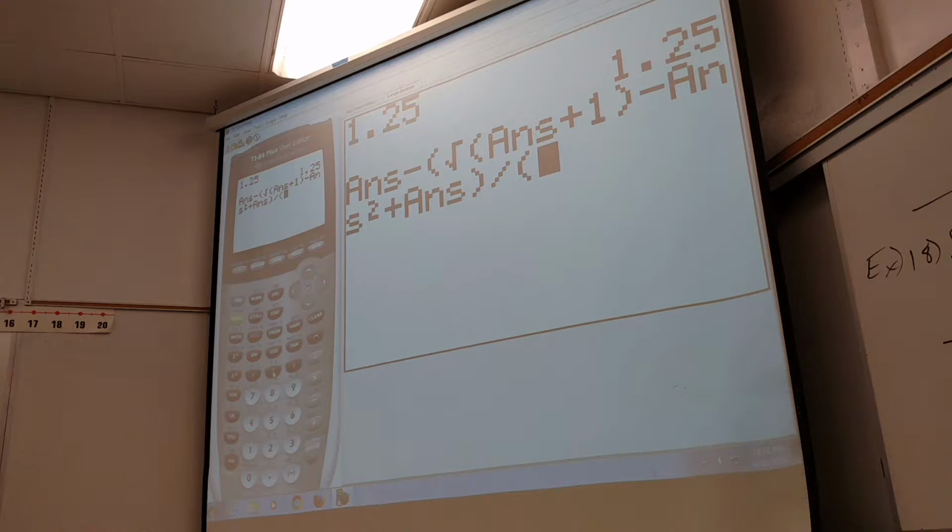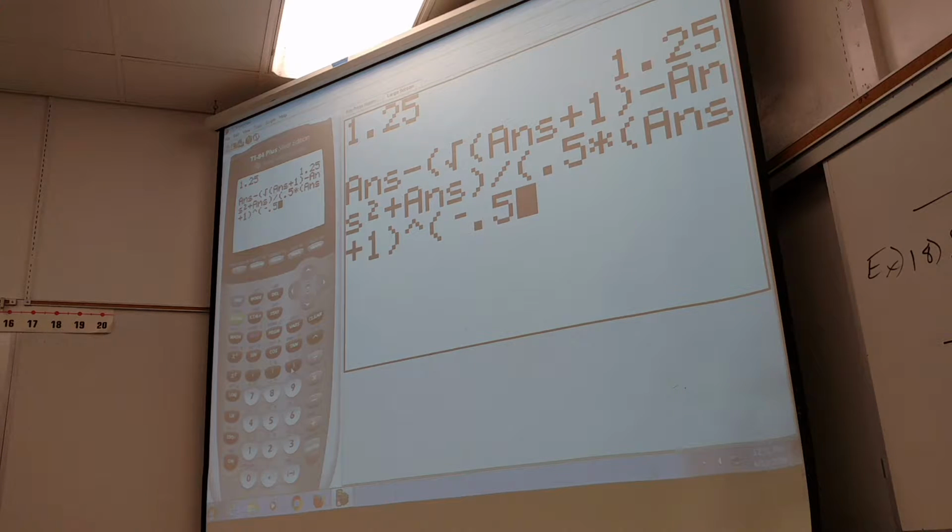Divided by parenthesis, half times ANS plus 1, to the negative 0.5. Thank you. Blah, blah, blah. Minus twice the answer, plus 1.